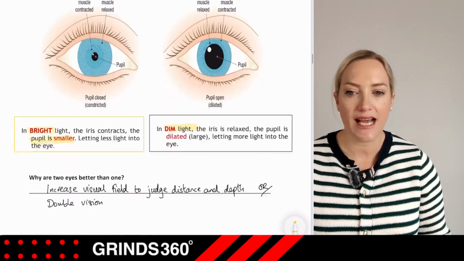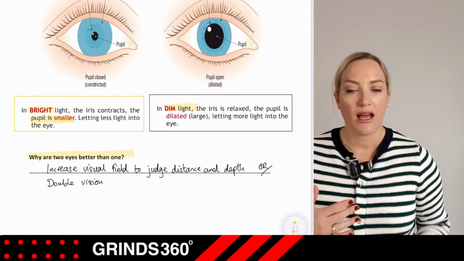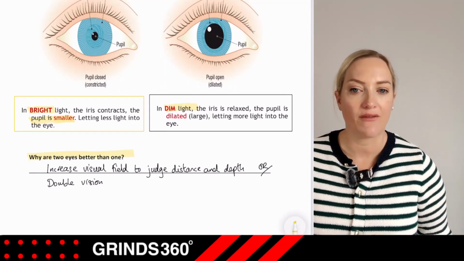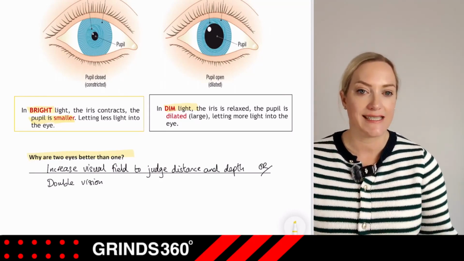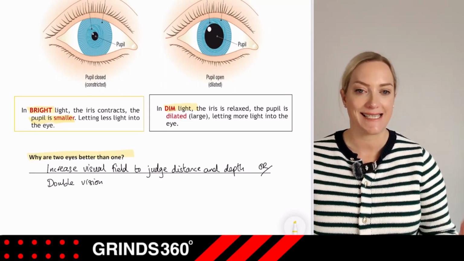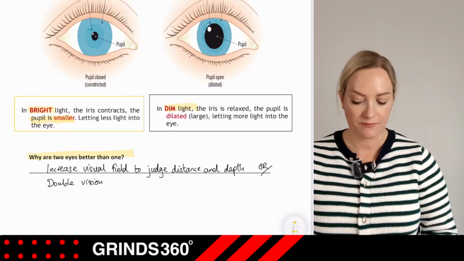A question that they have asked before is, why are two eyes better than one? The main answer we're looking for is that we have an increase of our visual field, and that's to judge our depth and distance. It can also provide us with double vision.